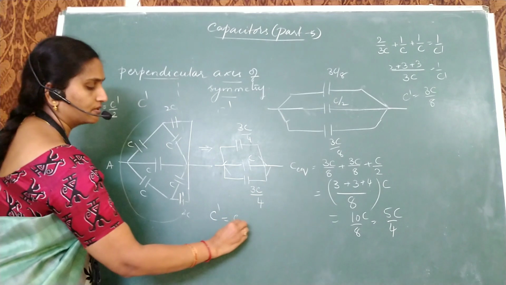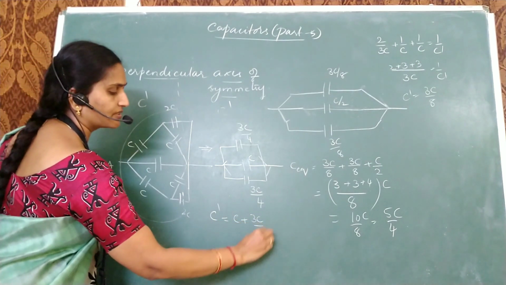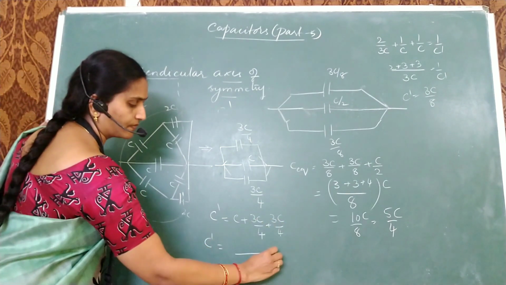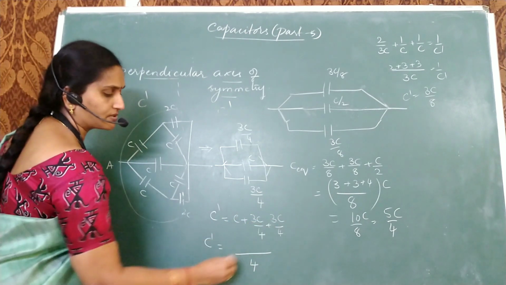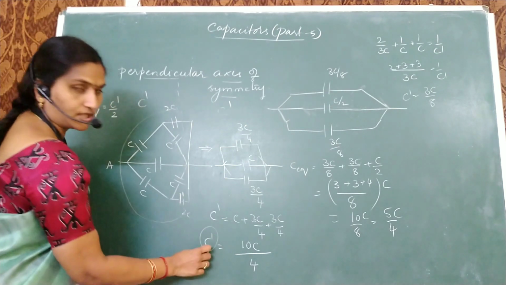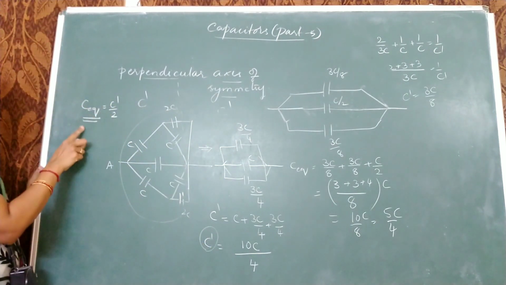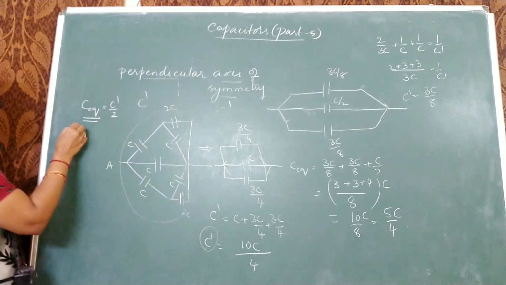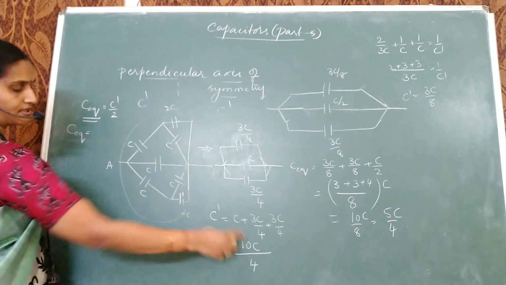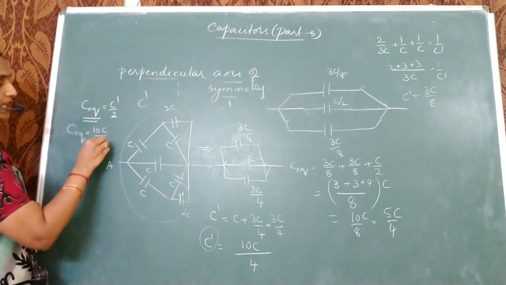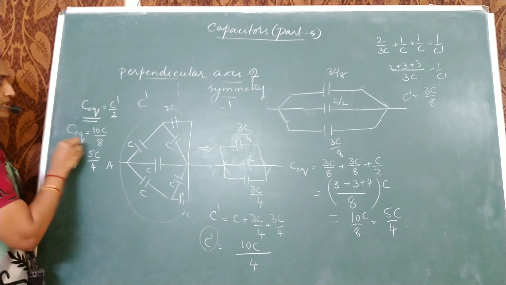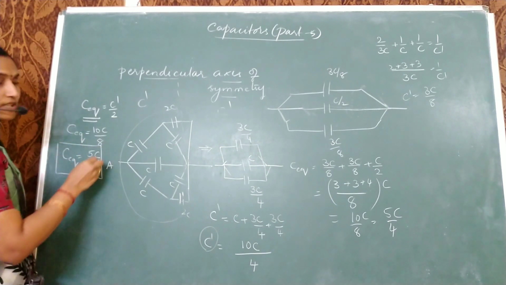Now how are all the three branches connected? In parallel. So C dash is equal to C plus 3C by 4 plus 3C by 4. Take LCM, 4 plus 3 plus 3, 10C by 4. But this is the value of C dash. What should your answer be? C equivalent should be half of this value. So the equivalent capacitance of this complete network should be half of this, that is 10C by 8, which is nothing but 5C by 4. See, did we get the equivalent capacitance as equal to 5C by 4?